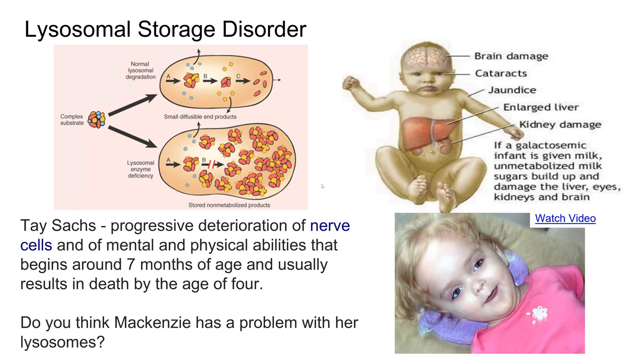Okay, so lysosomes have their own storage disorders, and there are hundreds of them based on what exactly is wrong. One of the most common ones is Tay-Sachs, which is a progressive deterioration of nerve cells that leads to mental and physical disabilities that begin around 7 months of age and usually results in death by the age of 4.